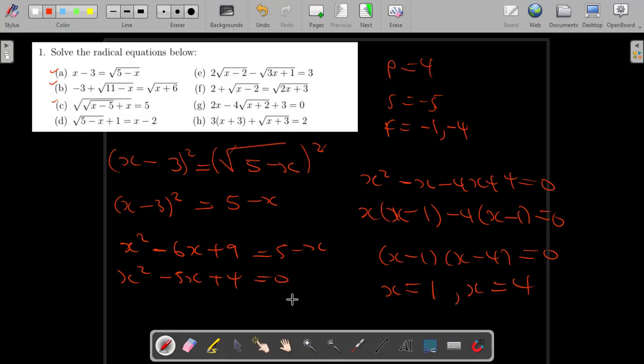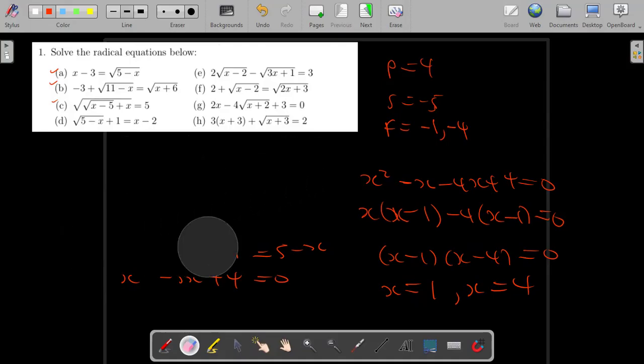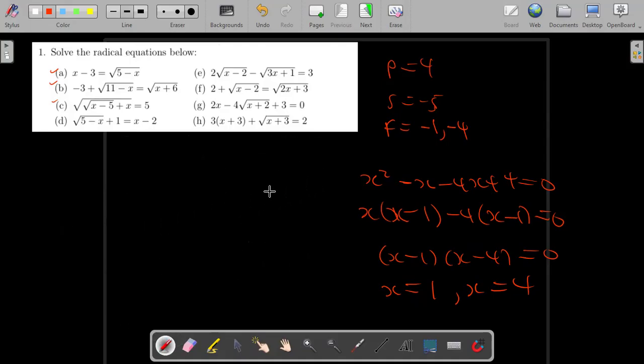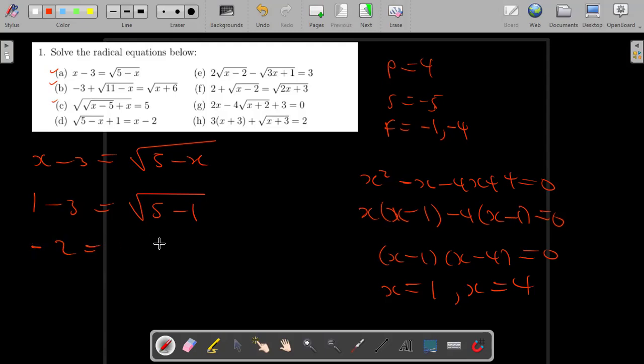From this stage, you have to check for what we call extraneous solutions. Some of the solutions will not hold here, so you have to check. How do I check? I get back to the original equation: x minus 3 equals the root of 5 minus x. I replace, so the first value of x I got is 1. I replace 1 minus 3 here, then on the other side, I have 5 minus 1. This gives me -2, and that there gives me root 4, which will be 2.